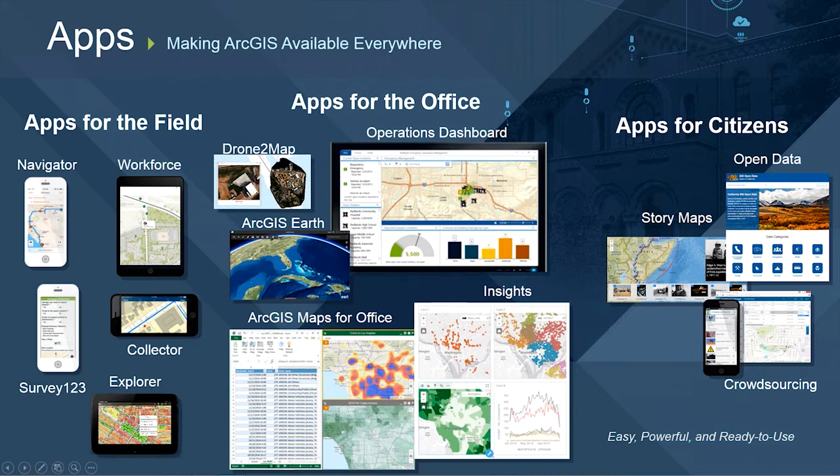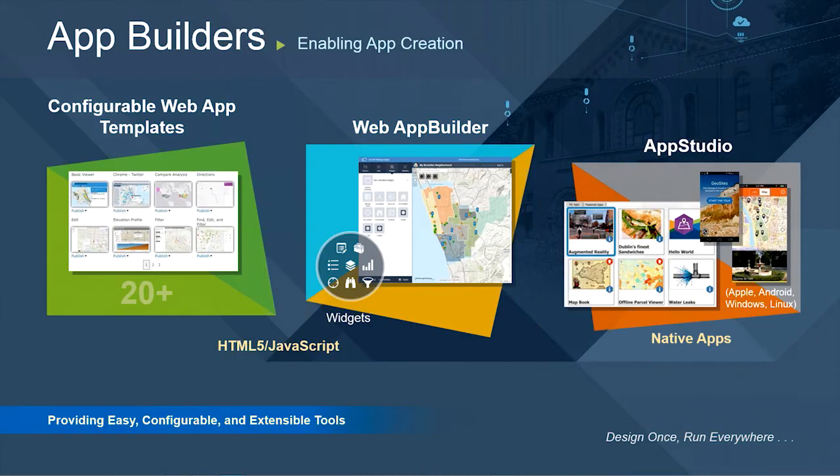In addition to these apps, we also have an array of different app builders. So these app builders are important because they enable you to build your own semi-custom applications. First, we've got over 20 different versions of configurable web application templates that are oriented to specific tasks that you might like to have a web app for. If one of those templates doesn't fit your key needs, we have a tool called Web App Builder. This enables you to select from an ever-growing array of configurable widgets to build your own semi-custom app without writing a lick of code.